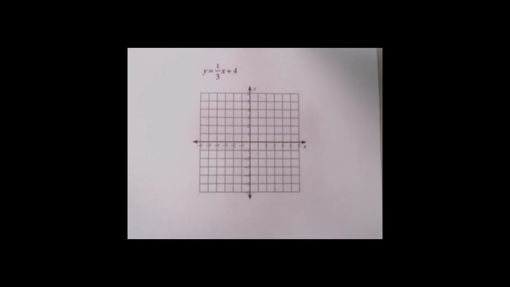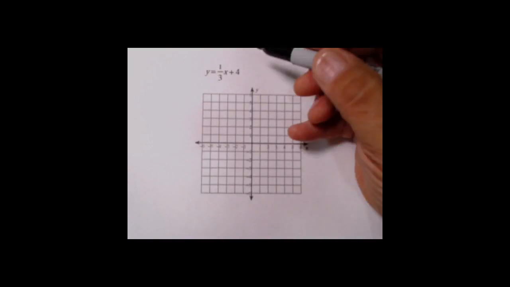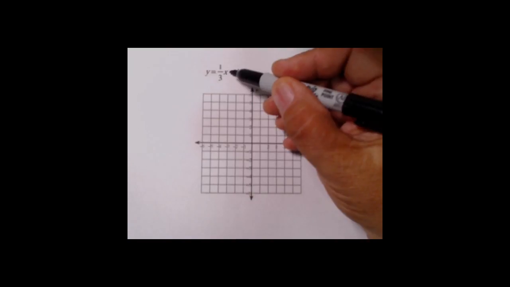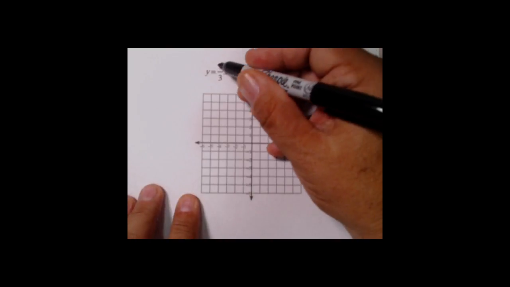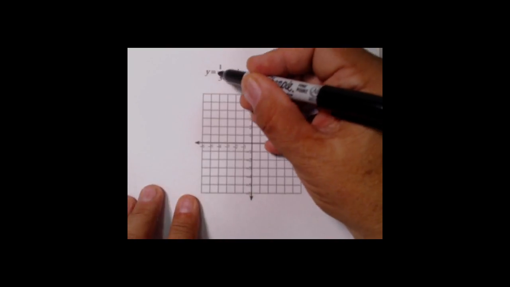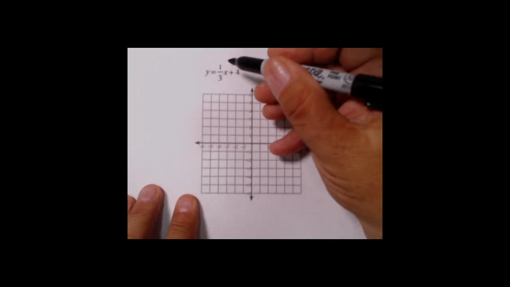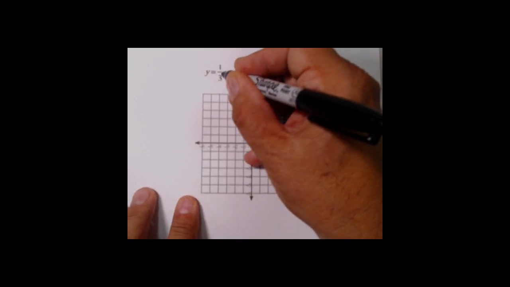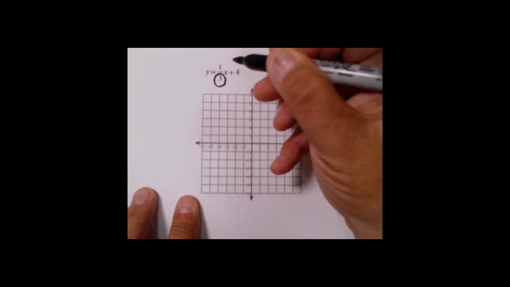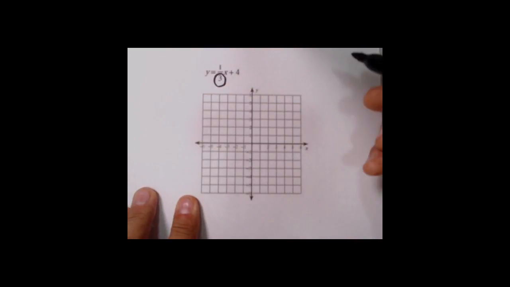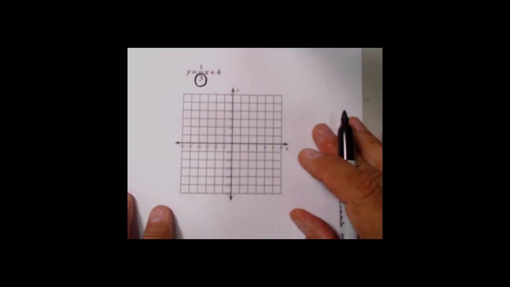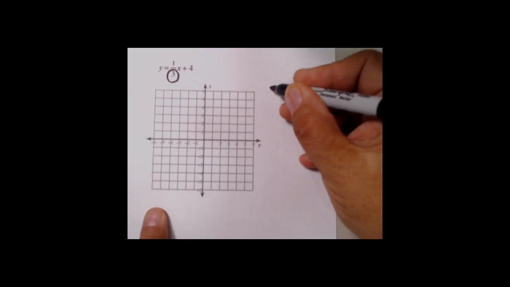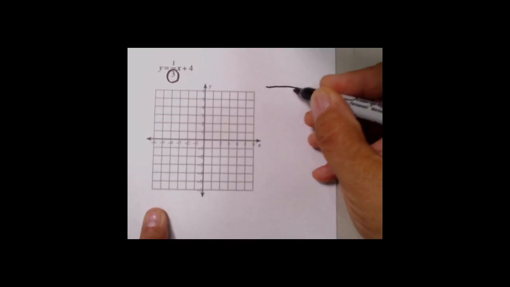Here's another one to work. Notice that we already have it in Y equals form here, so that's nice. But there's a fraction in front of the X. The coefficient for the X is 1/3. Well, here's the key. If you pick X values which are multiples of 3, then it will make your calculations come out an awful lot better. So let's slide this over and we'll make our T-chart over here and I'll show you how that works.